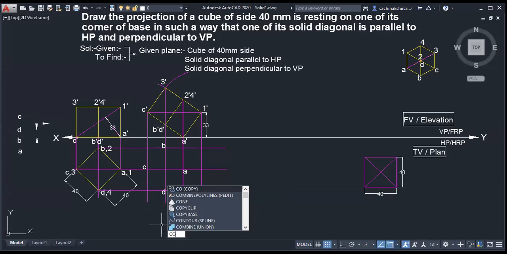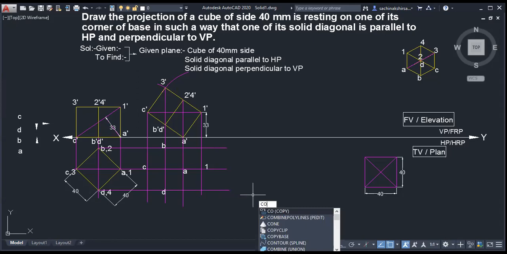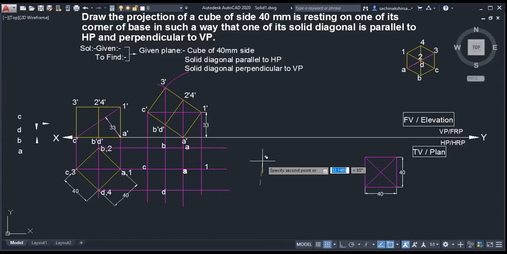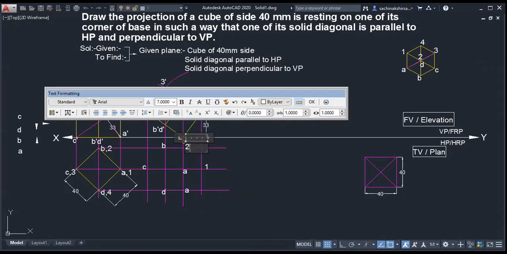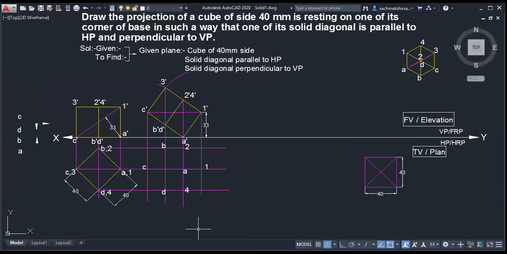Then points of the top surface. One. Then two. Two will be here somewhere. Four will be here. So it will be two, it will be four. And three. Three will be at the middle.